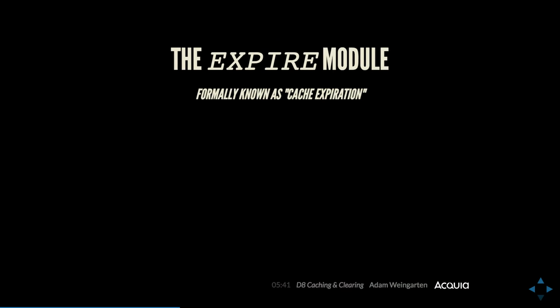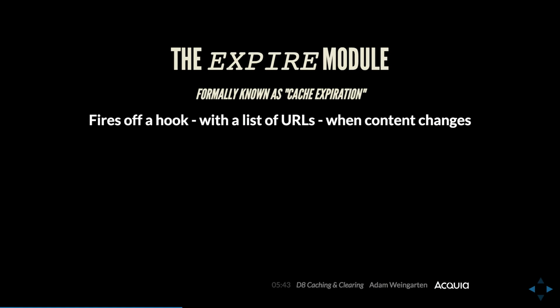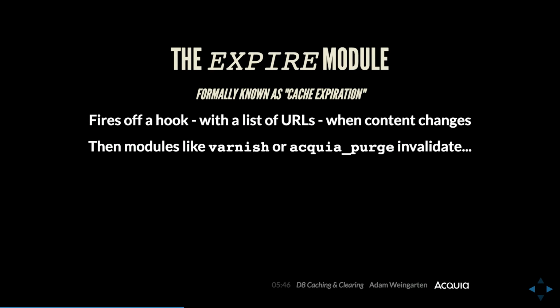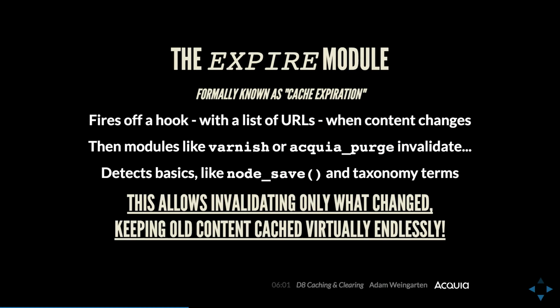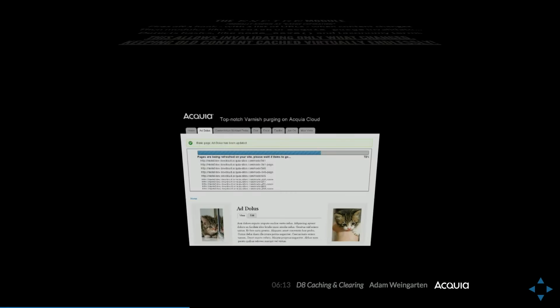So in D7, there's the Expire module. It fires off a hook with the list of URLs when content changes. Modules like Varnish or Acquia Purge then are triggered, and they do the invalidations in D7. It tries to detect some basics and connect the dots in D7 to automate this process. But this only invalidates what has changed, keeping other things cached endlessly.